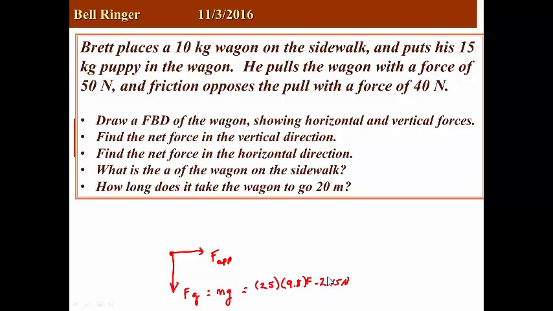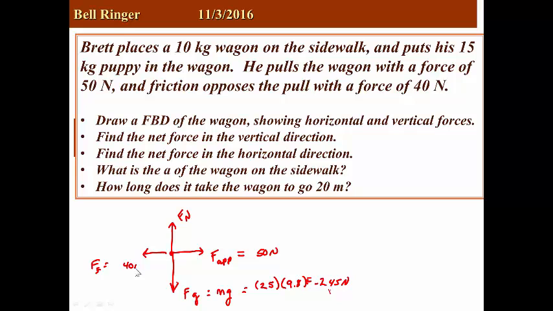Okay. Is the wagon and the puppy sitting in the wagon sitting on a surface? Yeah, if it's sitting on the surface, then we also have a normal force, right? And then we have that applied force that's pulling the wagon. So he's pulling it with a force of 50 newtons. And then we have this frictional force that opposes the pull. So the frictional force would be this way, and the frictional force would be 40 newtons.